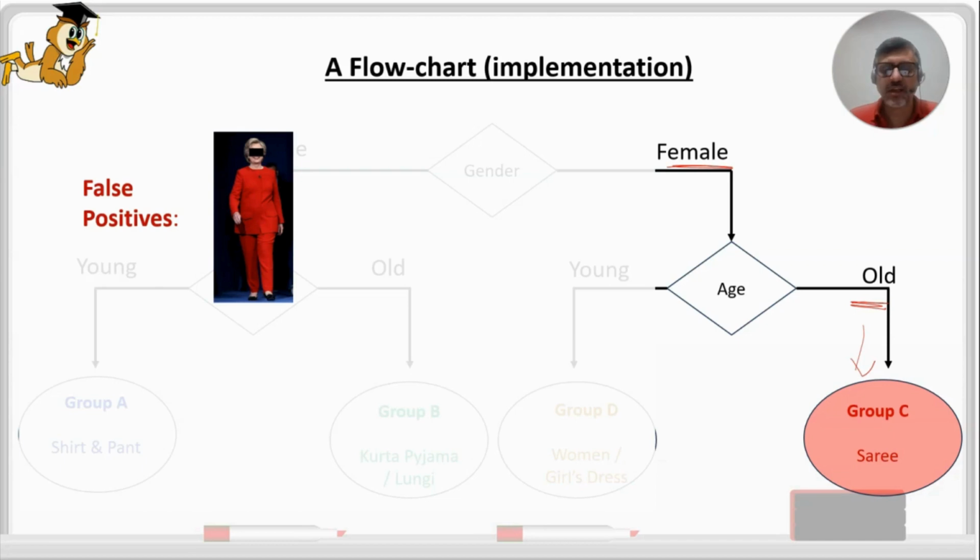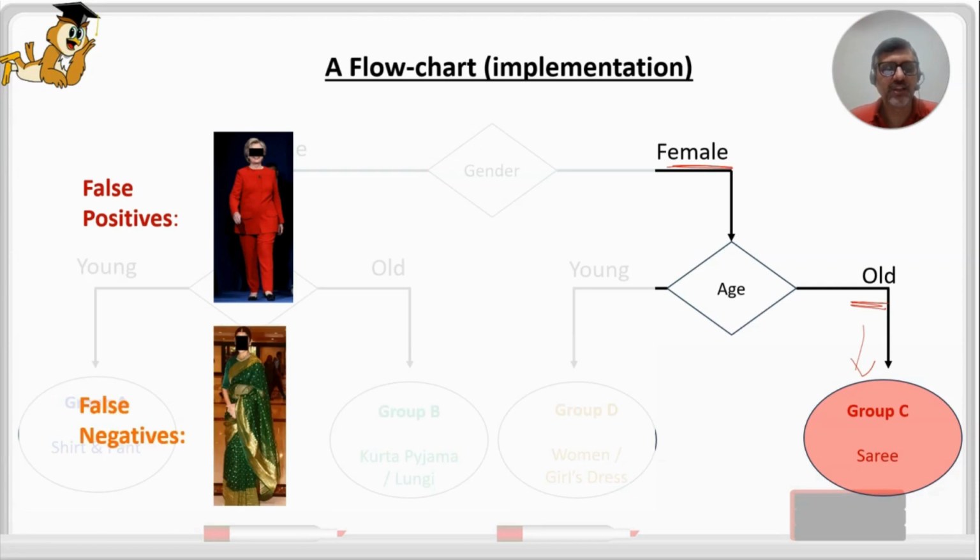Okay, this is clearly an older person and it's a female, but she's not wearing a sari. So this is an example of a false positive, right? Here is an example of false negative.